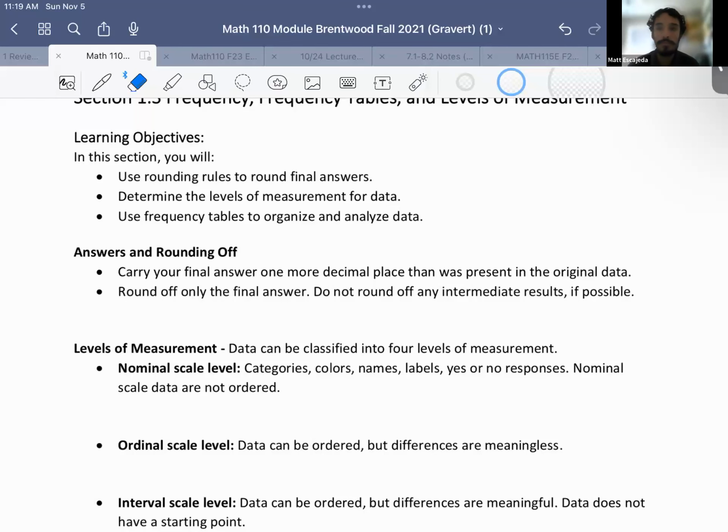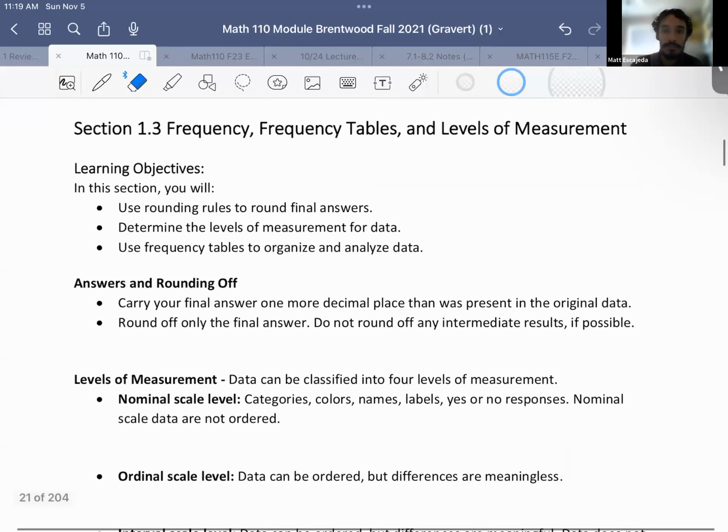Hi everyone, welcome to section 1.3, frequency tables and levels of measurement. The learning objectives for this section will be to use rounding rules to round final answers, determine the levels of measurement for data, and use frequency tables to organize and analyze data.